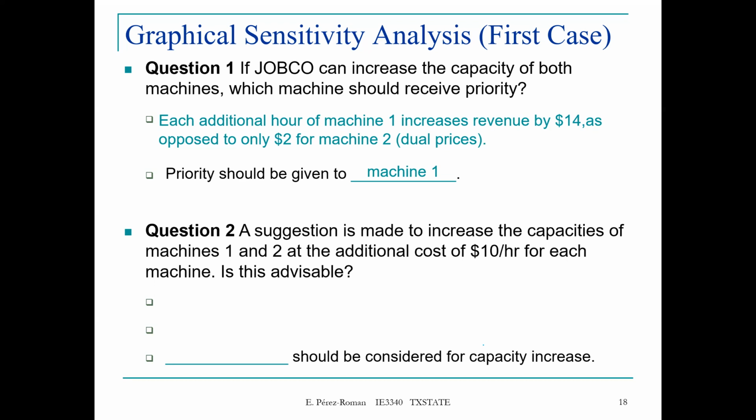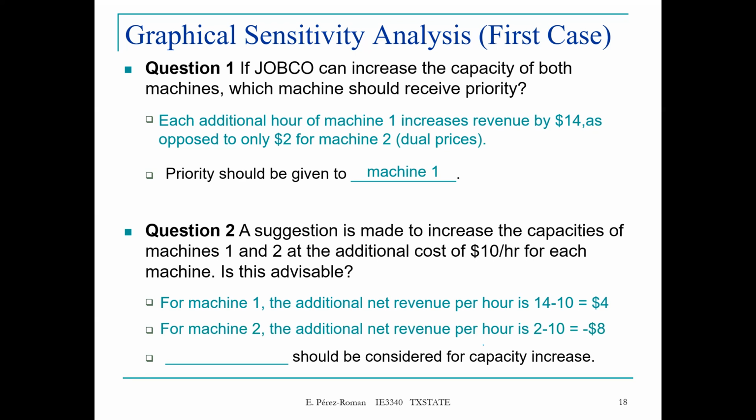The second question is, a suggestion is made to increase the capacities of machines 1 and 2 at the additional cost of $10 an hour for each machine. Is this advisable? The answer is, for machine 1, the additional net revenue per hour will be 14 minus $10, which is equal to $4. This is one of the things that I was mentioning earlier. However, for machine 2, the additional net revenue will be 2 minus $10, which is minus $8. So only machine 1 should be considered for capacity increase, because if you increase the capacity of the second machine, you are going to be losing money.